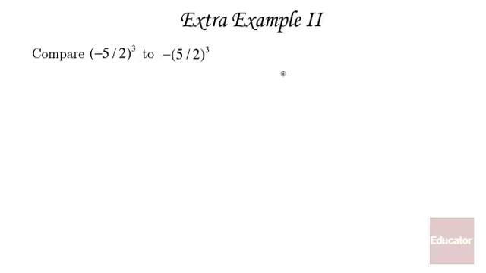Let's compare these two exponents. This exponent tells me to repeat multiplying the negative 5 over 2. So it's also telling me to repeat the negative.